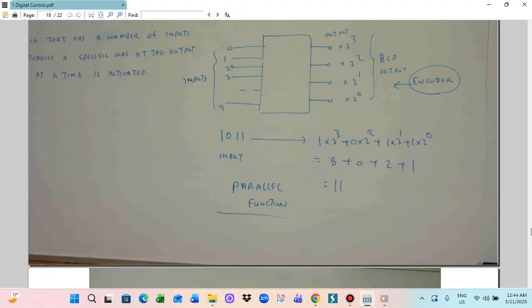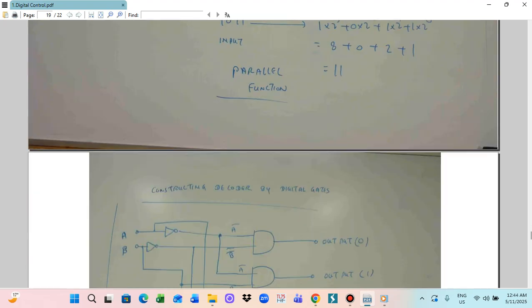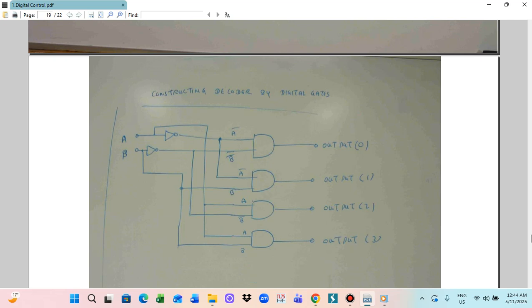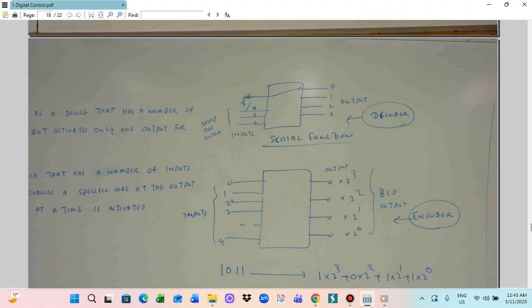Encoder function means all the inputs can be applied simultaneously. You can put the input any number, but depending on the input number, the output comes out. So this function is similar to a parallel function. And the decoder is only a serial function. Serial function means that if you connect the input A, then the output is connected to 0, so A goes to 0. And when you put the input B, the output is connected to 2, so B goes to 2. So this function is a serial function.